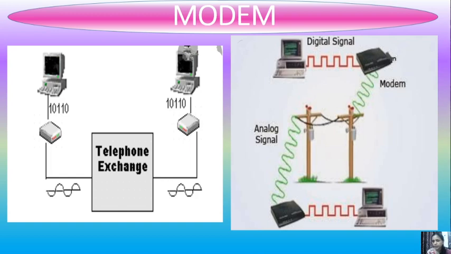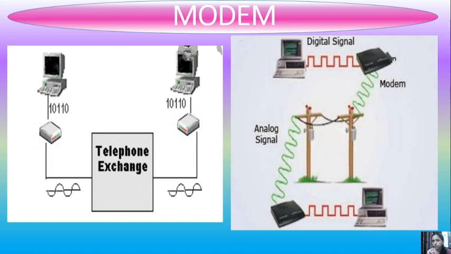In the right side image, you can see at the upper side there is one PC, one system, along with one modem. And at the bottom side, again you can see another PC with another modem. So we can see there are two PCs with their separate modems.